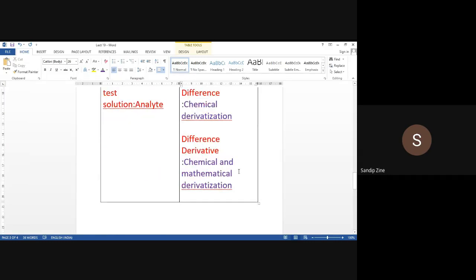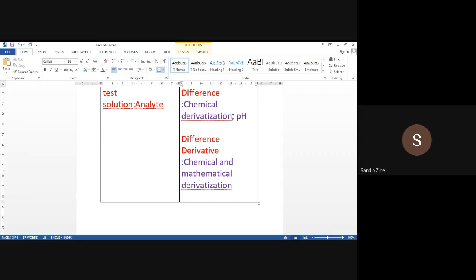So this is difference derivative spectrometry. The simplest chemical derivatization, as you rightly said, includes a change in the pH of the solution. That is the simplest way to derivatize a compound. So you can change the pH of the solution, isn't it?